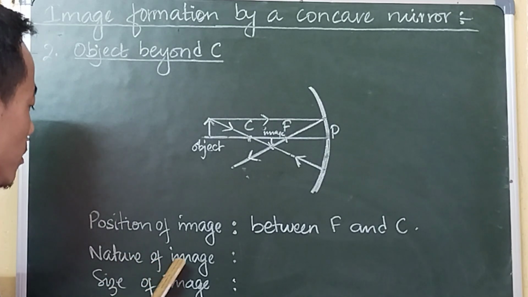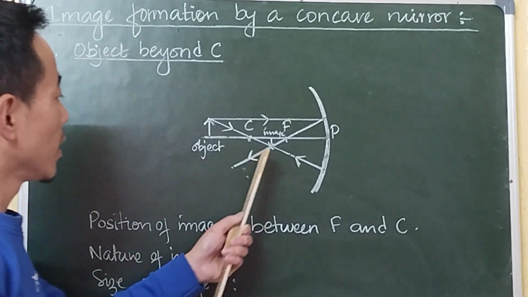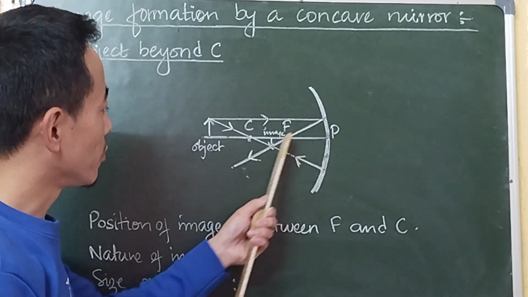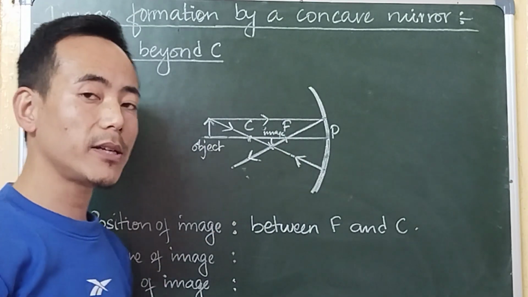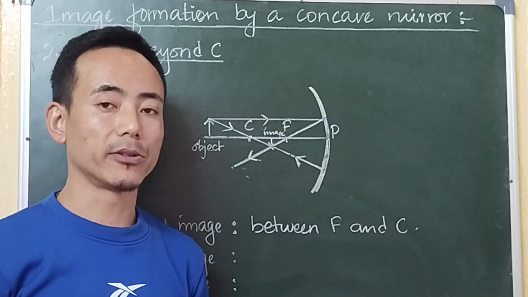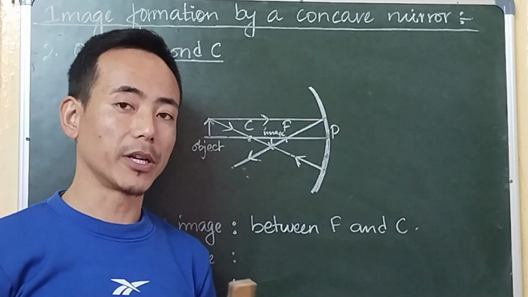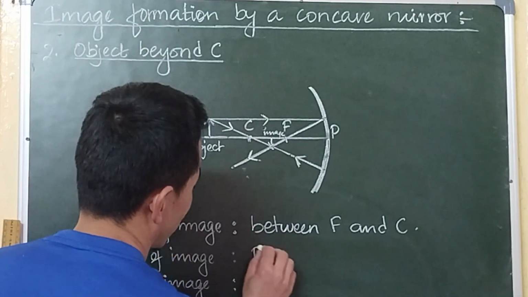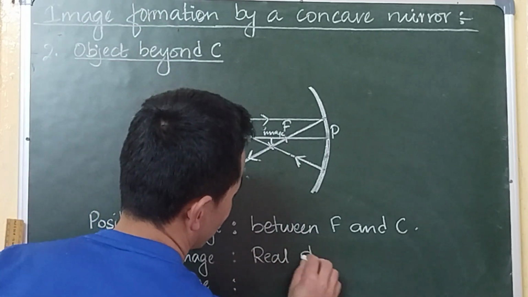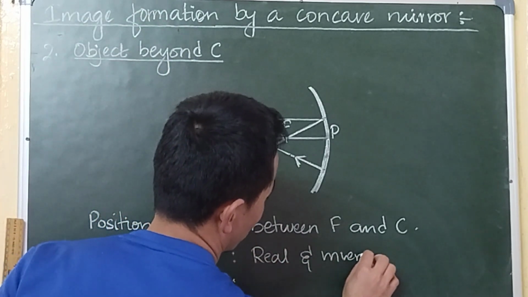Now look at the second term, nature of the image. As this image is formed due to actual intersection of the reflected rays, we call it a real image, and real images are inverted images. So here again we will write the nature, real and inverted.